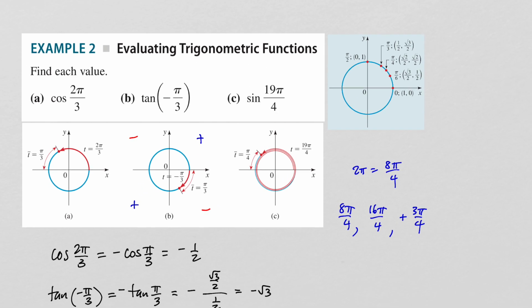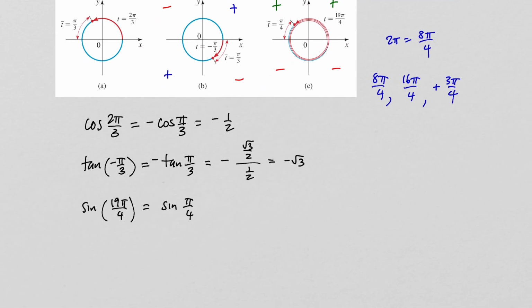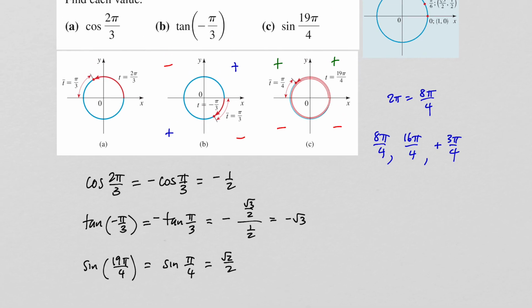And what we should know about sine is that it is positive in the first and second quadrants, and it is negative in the third and fourth quadrants. So the fact that 19 pi over 4 is in the second quadrant means that sine is going to be positive there. So the sine of pi over 4 is equal to radical 2 over 2, and so that is the value of the sine of 19 pi over 4.